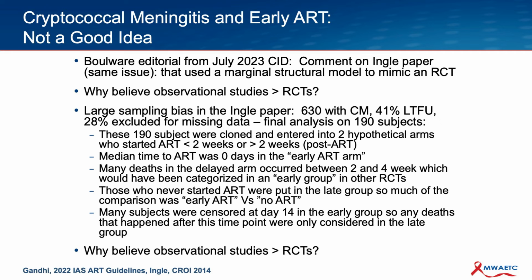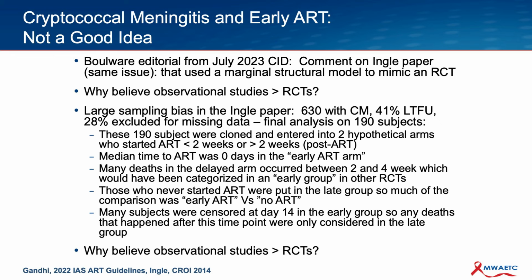The median time to ART was 0 days in the early ART arm, which is shorter than was done in the COAT study by weeks. And many of the deaths in the delayed arm occurred between week 2 and 4, which would have been categorized in the early group in the other RCTs that I talked about. Those who were never started on ART were put in the late group. So much of the comparison was really between early ART, which may have been 0 days, versus no ART at all.